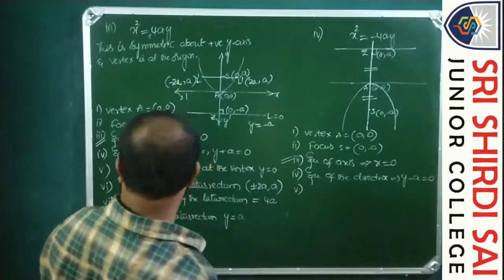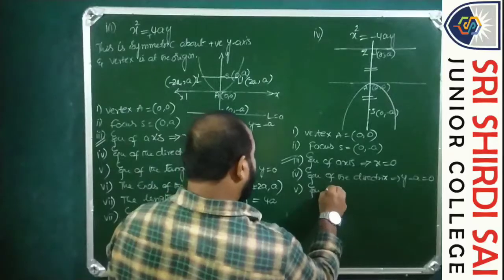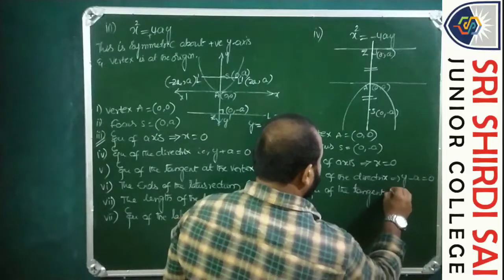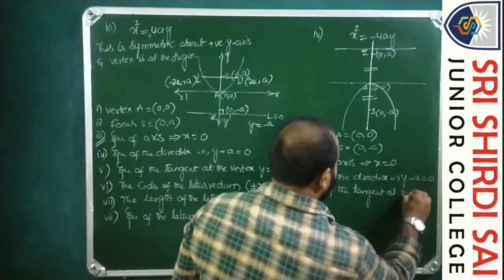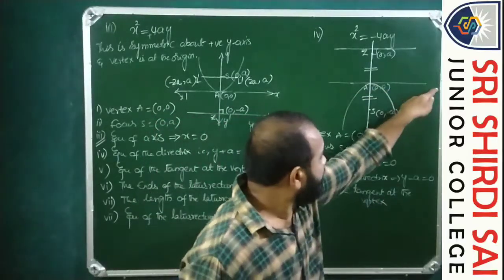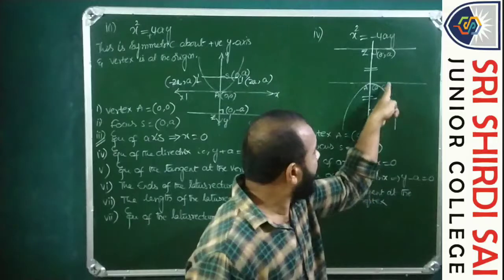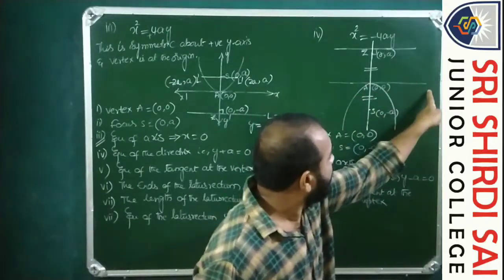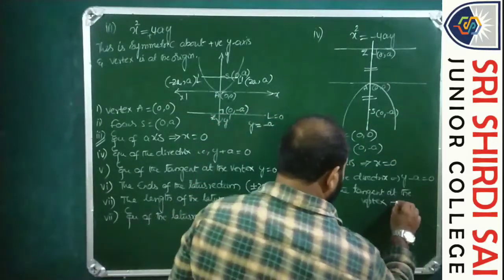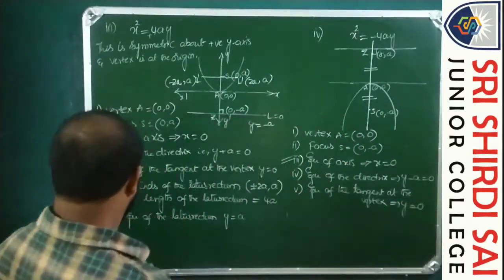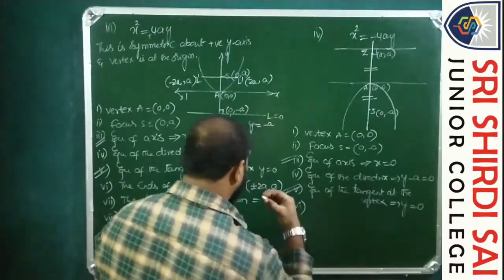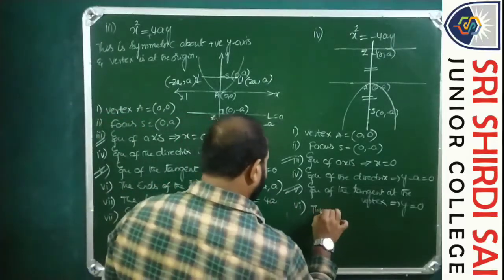And the next one is the equation of the tangent at the vertex. So this line is the tangent to this parabola. This is my x-axis. So the equation of the x-axis is y equals to 0. So that means this and this are equal. And the next one is the ends of the lattice rectum.